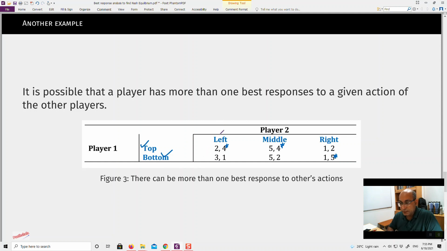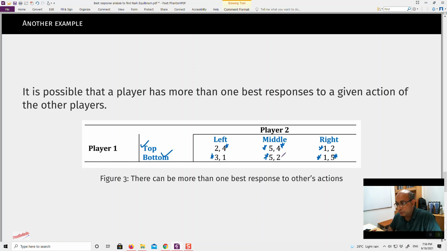Now fix the left by player 2 and see what is the best response by player 1. So this is 3. When player 2 is playing middle, again player 1 can play either top or bottom because both are giving the same payoff. So both are best responses by player 1 against player 2's action middle. When player 2 is playing right, again player 1 is indifferent between top and bottom because both are giving equal payoff. So we see here we have our Nash equilibrium pairs.